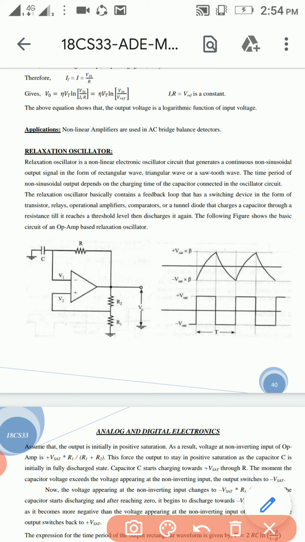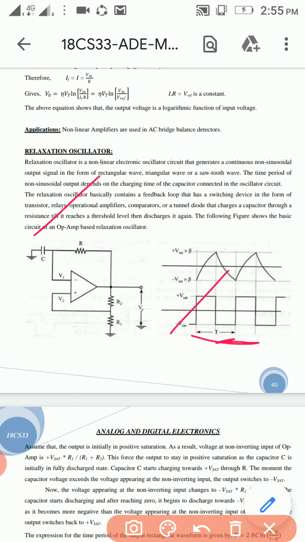What it means is that it does not generate any sinusoidal waveform, but rather than producing a sinusoidal, it will be producing a sawtooth or triangular or rectangular. And one more thing here, the time period of this output waveform will be depending on the time period of the capacitor which is present in the oscillator circuit.